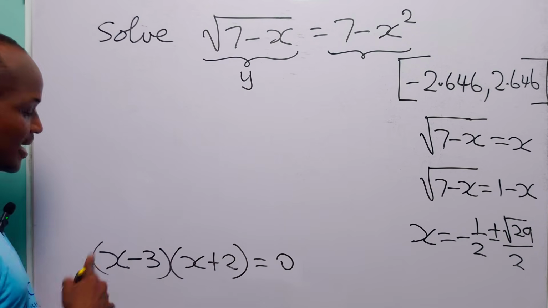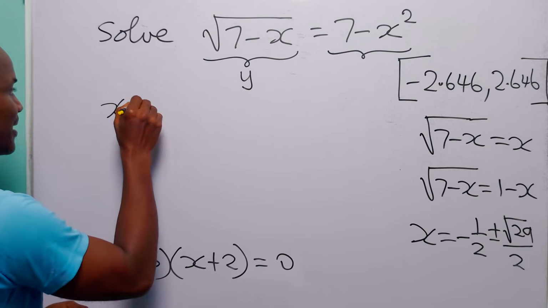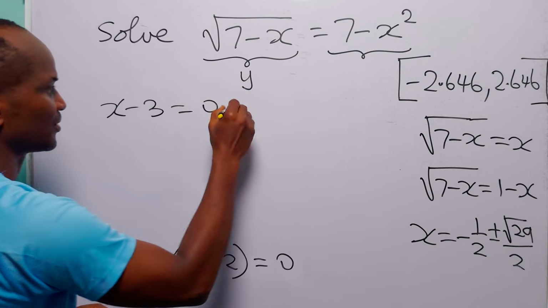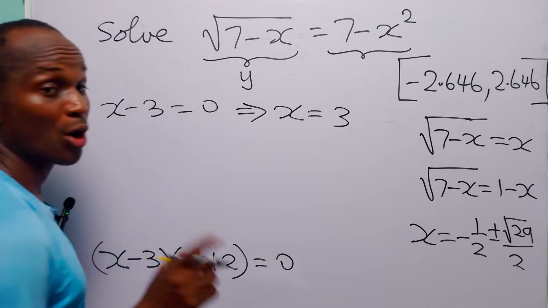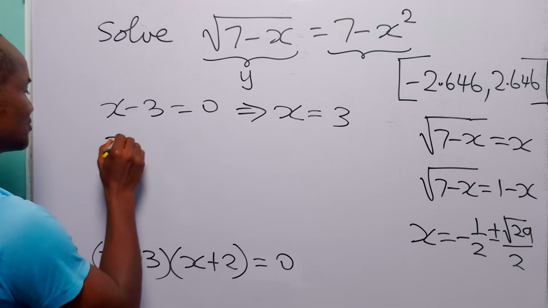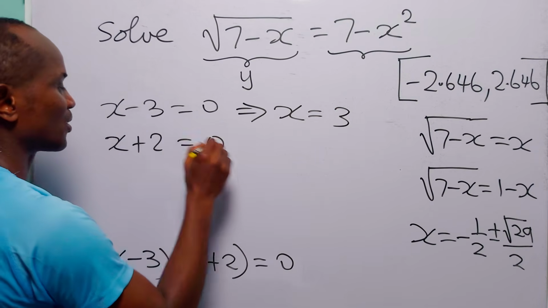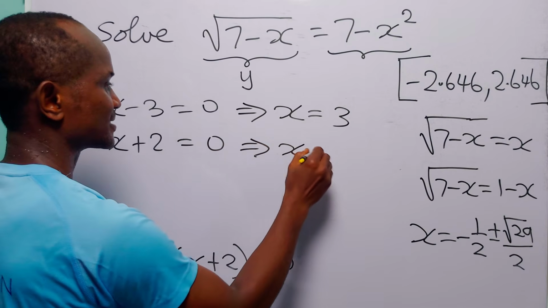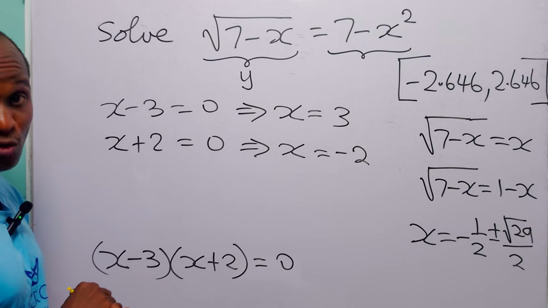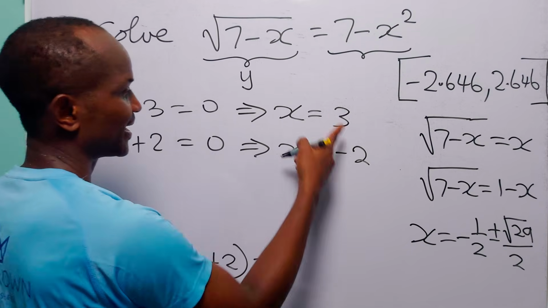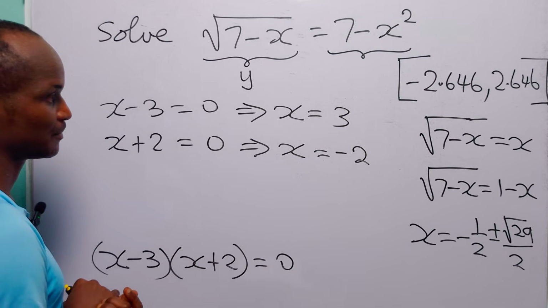And of course, from here we have that either x minus 3 is equal to 0 from where x is equal to 3, or x plus 2 is equal to 0 from where x is equal to minus 2. So we have two more values for x, 3 and minus 2.